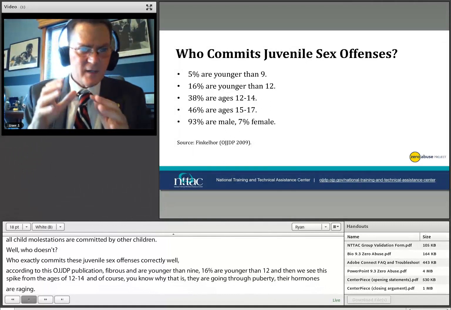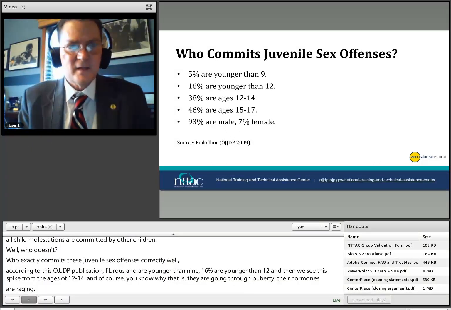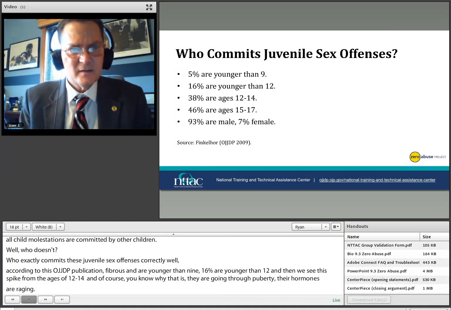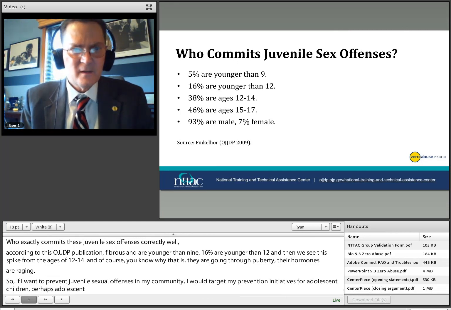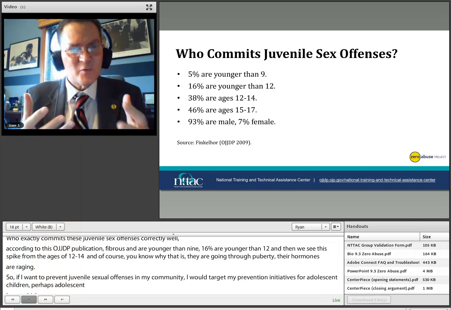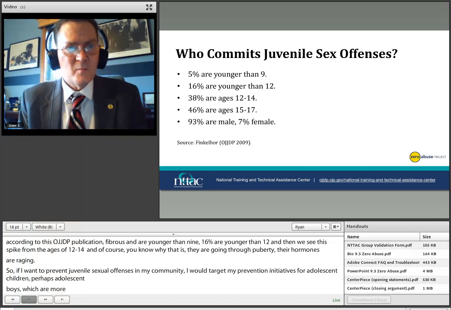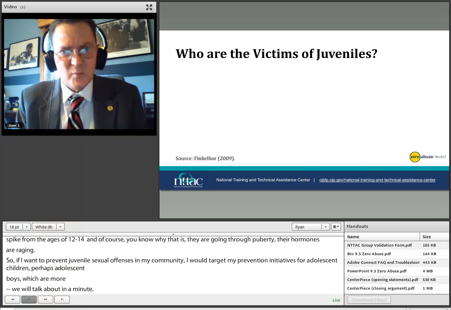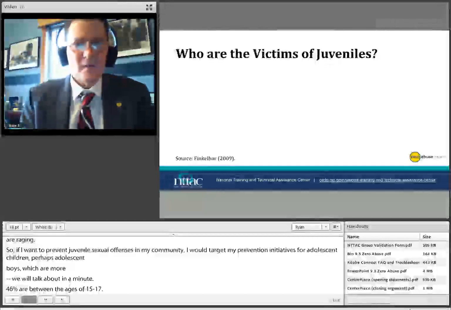46% are between the ages of 15 and 17. If we look at those children who get caught engaging in sexual misconduct, then 93% are boys, 7% are girls. Again, that may not be the actual numbers, but based on those who get caught, most of the time the offender is a boy.